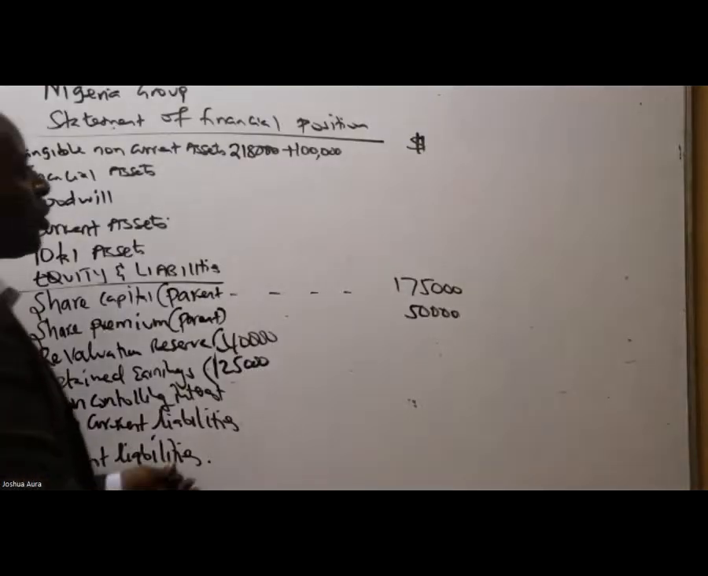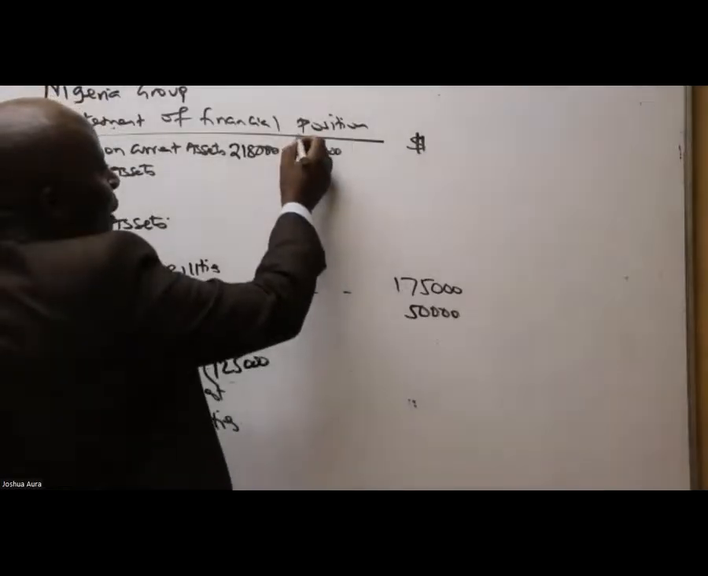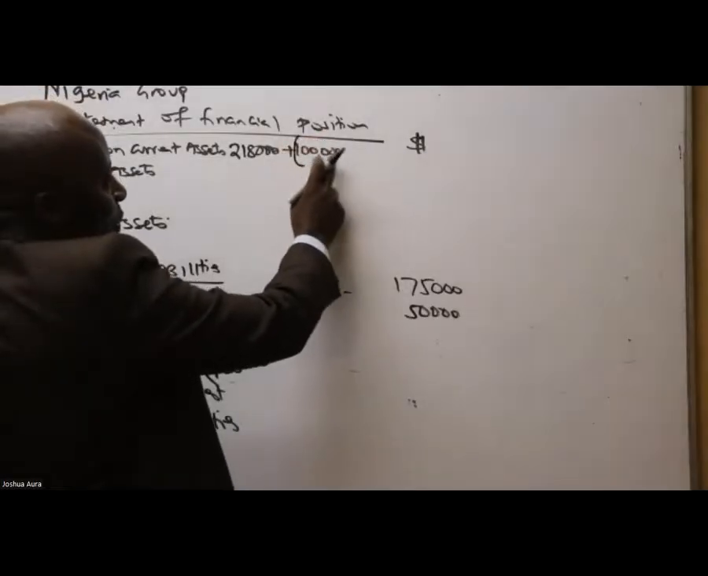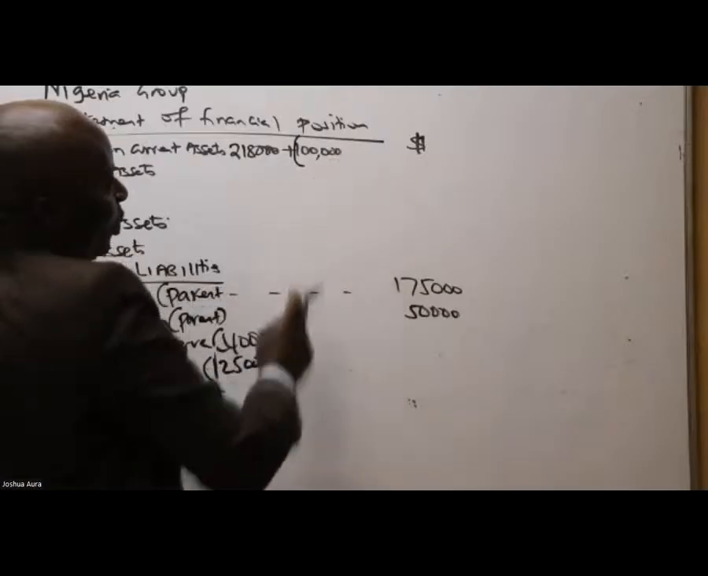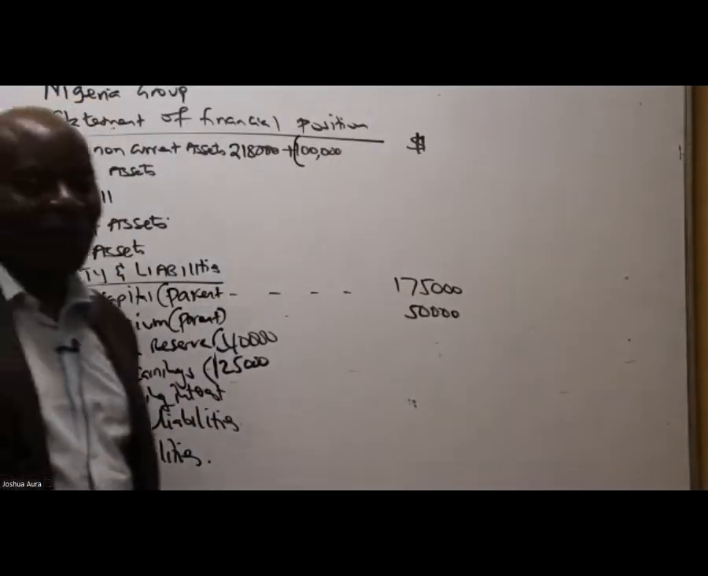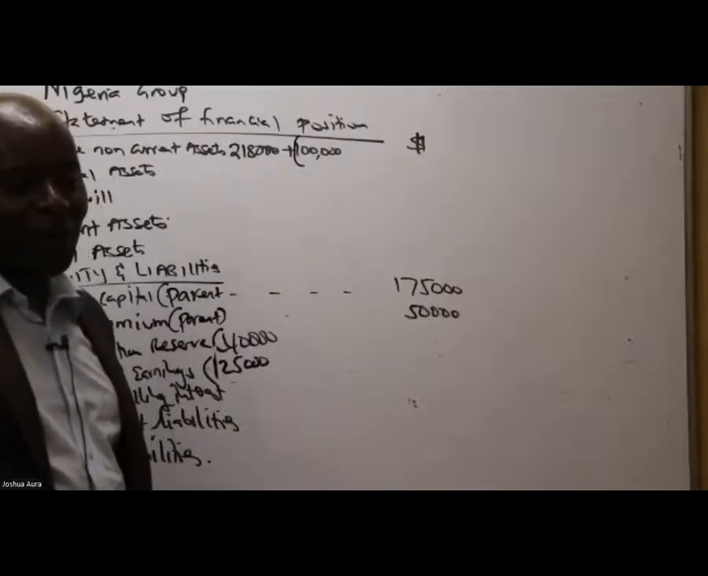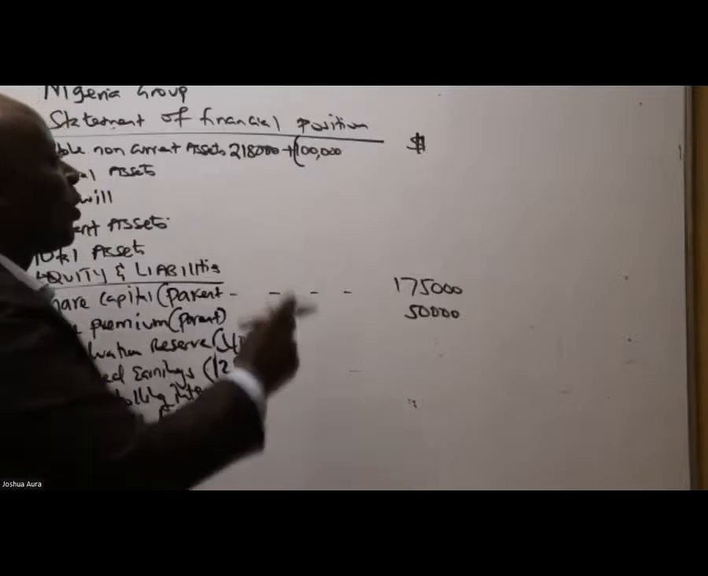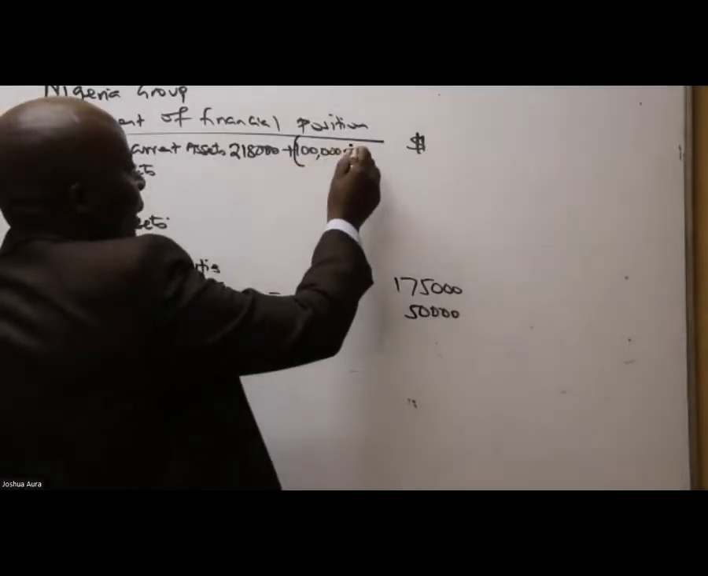So the question is, should I divide the 100,000 by the 2 or multiply? Divide, isn't it? So we are going to divide by the 2.